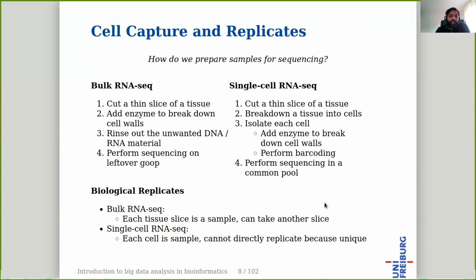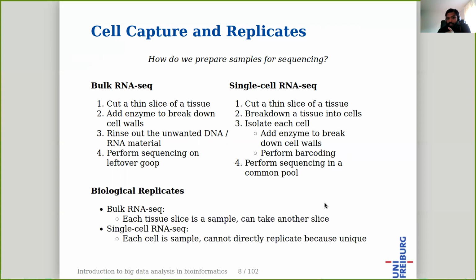One thing that needs to be considered, which is different in bulk RNA sequencing compared to single cell RNA sequencing, is the biological replicates. In bulk RNA sequencing, each tissue is a sample. That means all the cells within this tissue are sequenced together. That makes one sample. You take another slice of this same tissue, you may prepare the sample in the same manner as you did before, and then you make a biological replicate of it. So you can repeat it multiple times, and then you generate biological replicates.